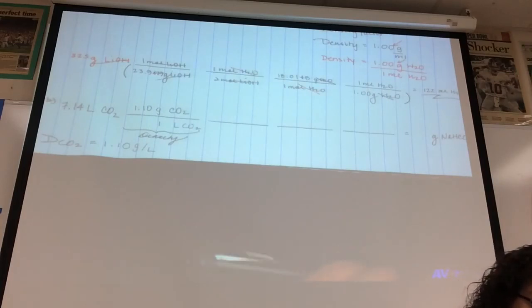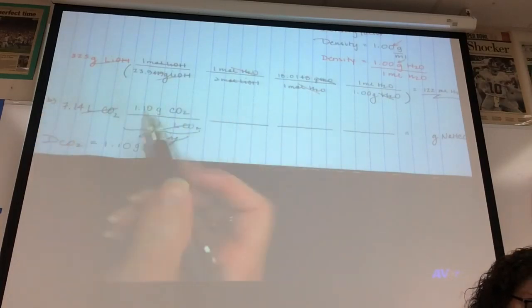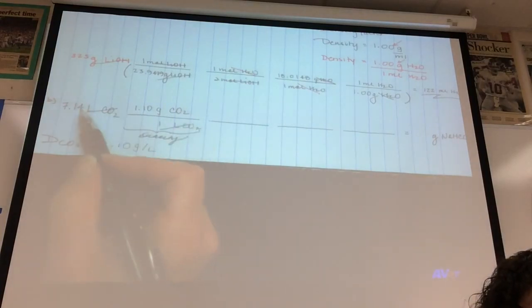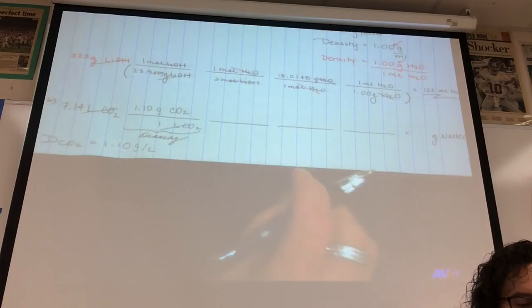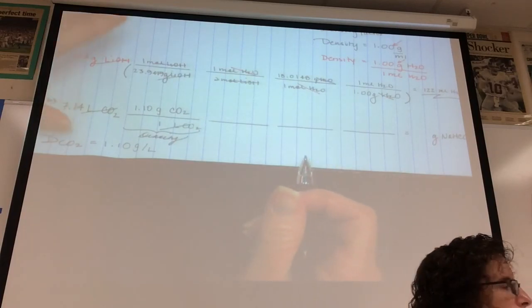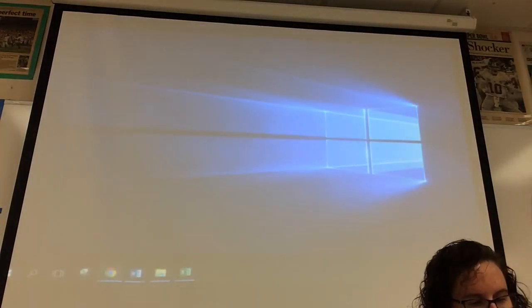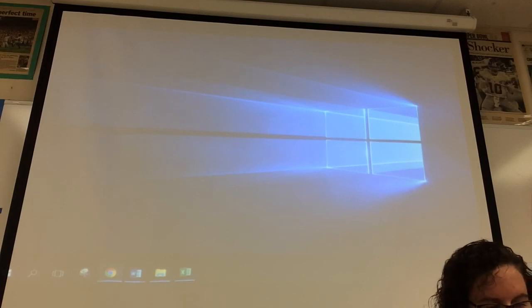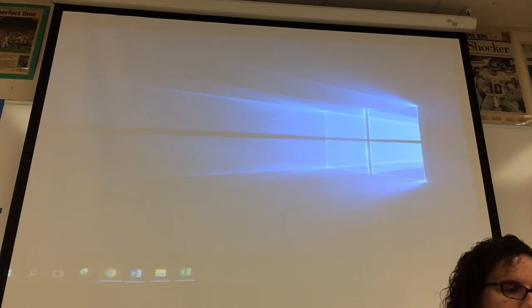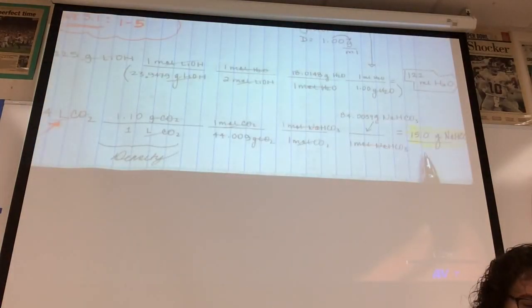So as you drive this problem, once you use density up front to convert from volume to mass, this becomes a mass-to-mass problem. See if you can drive it. See if you can drive that problem. I'll reveal the answer. Please don't look until you've got it.